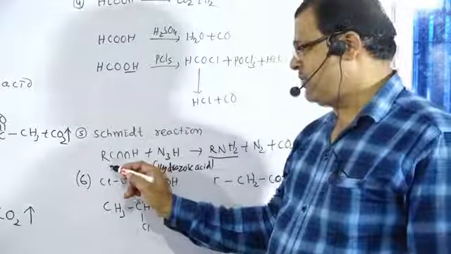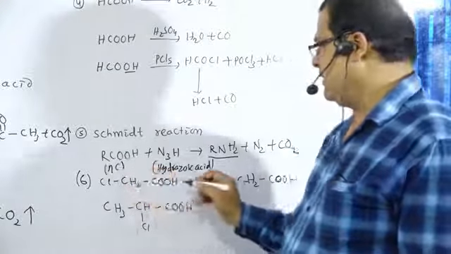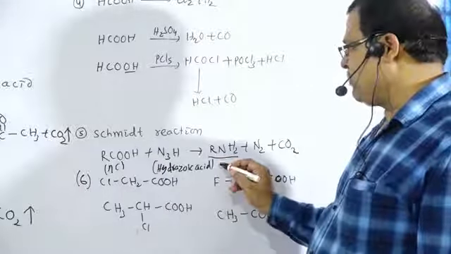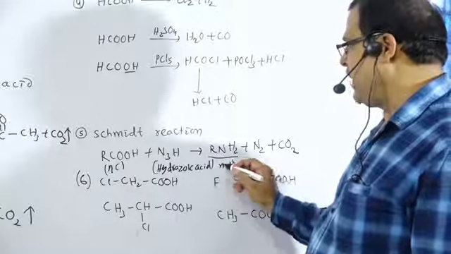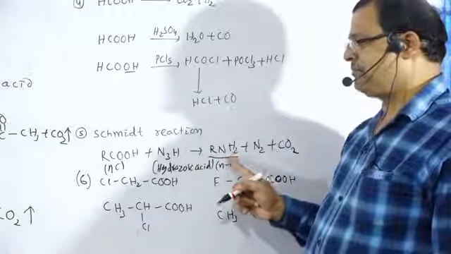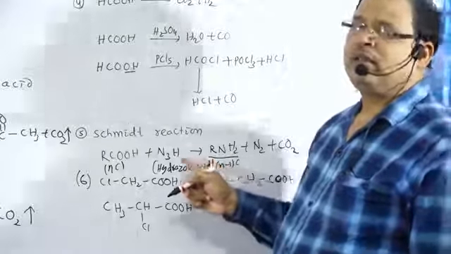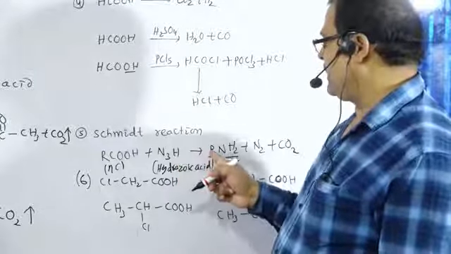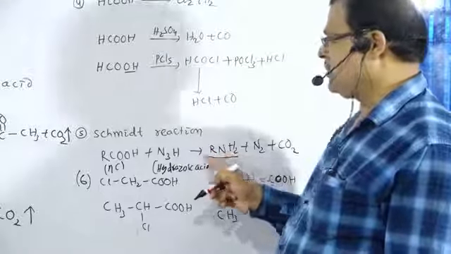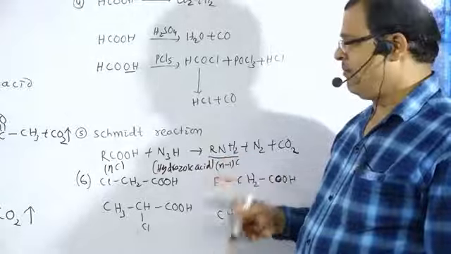For example, if the acid contains n carbon atoms, then the amine so formed has n-1 carbon atoms, one carbon atom less. This is also one of the important methods for the preparation of aliphatic amines by decreasing the carbon content.